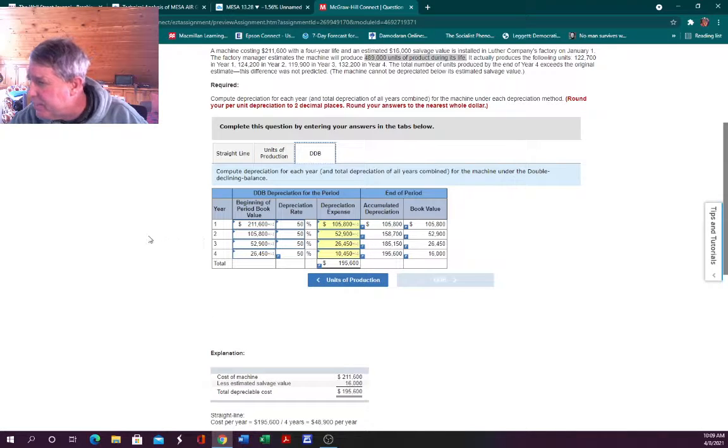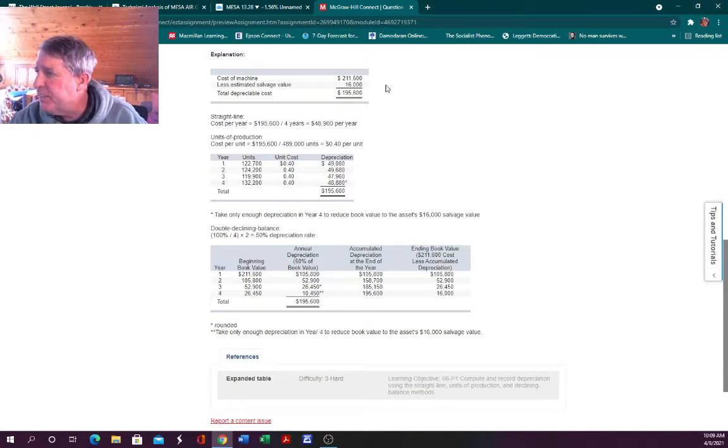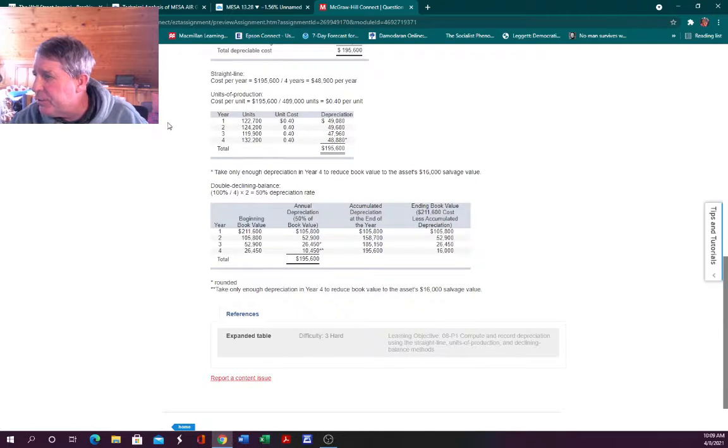Here's double declining balance. In this one, it does get down to that 16,000. So let me show you the explanation. Here's the straight line one, 195.6 divided by 4 is 48,900. Here's units of production. In units of production, you do the cost per unit by getting 195.6 divided by 489,000 units, which gives you 40 cents a unit. It's a nice, easy number.